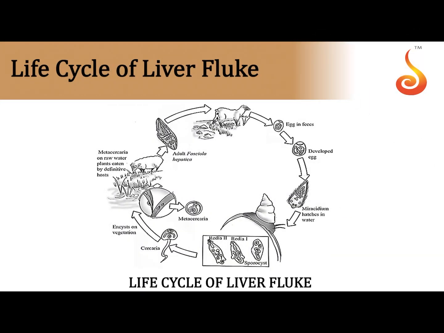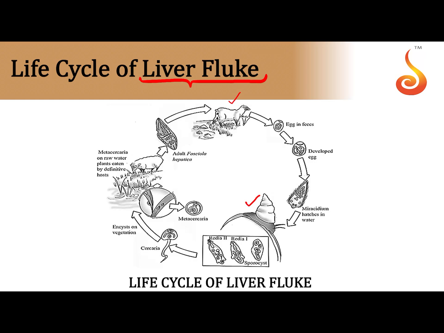So now looking into the life cycle of some of the important parasitic platyhelminthes. The first life cycle, a quick overview of the life cycle of liver fluke that we will be looking into. Now liver fluke, as you can see, it infects two major hosts. The primary host of liver fluke is the sheep, and the secondary host of liver fluke is the snail.